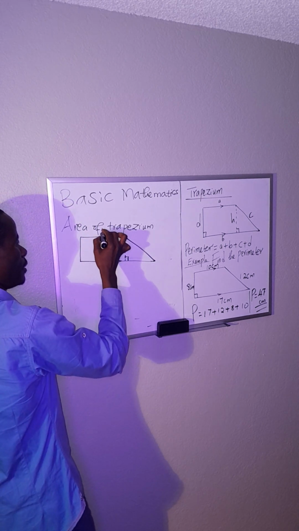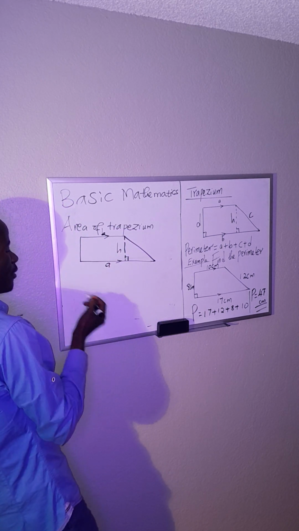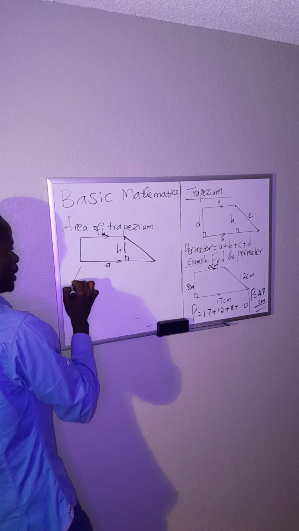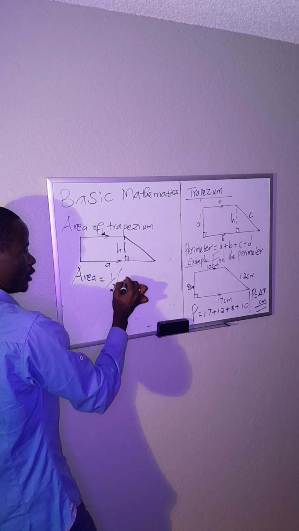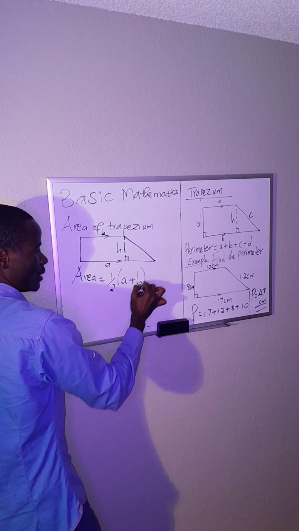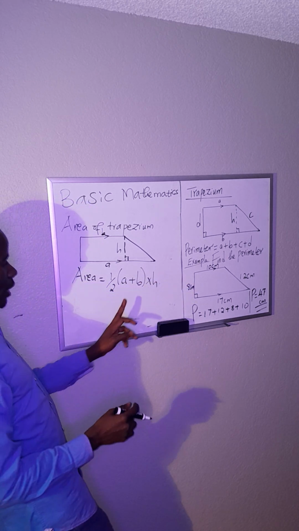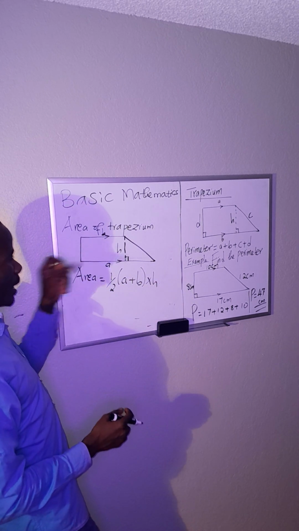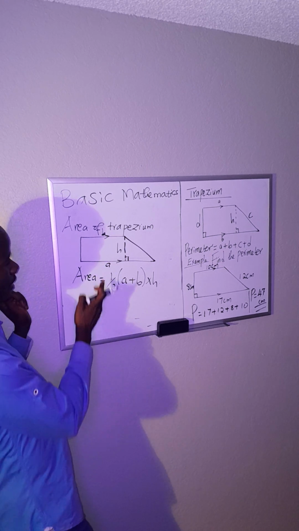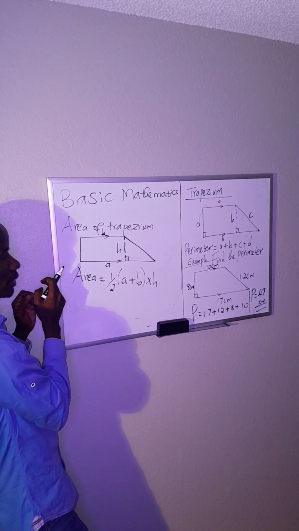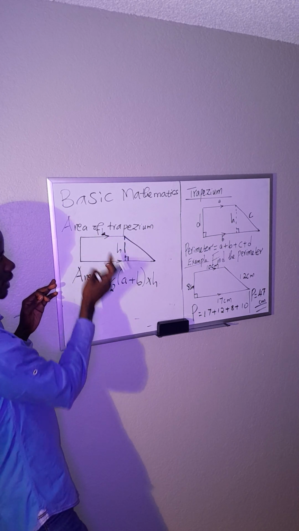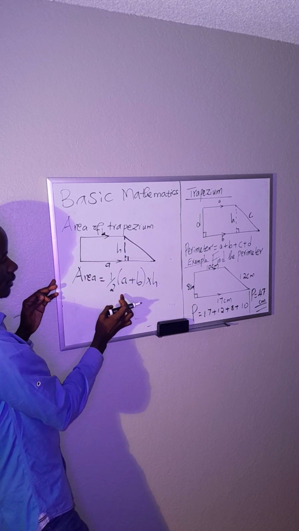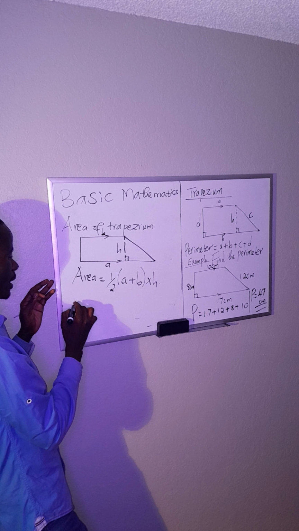A, B, H. Now for area, we are saying the area of a trapezium is given by a half into A plus B times H, where A and B are the two parallel sides of the trapezium. This side and this side are parallel in length. Because you're finding its area, when I add this side plus this side, I multiply it by a half. Then a half of it will give me the area.